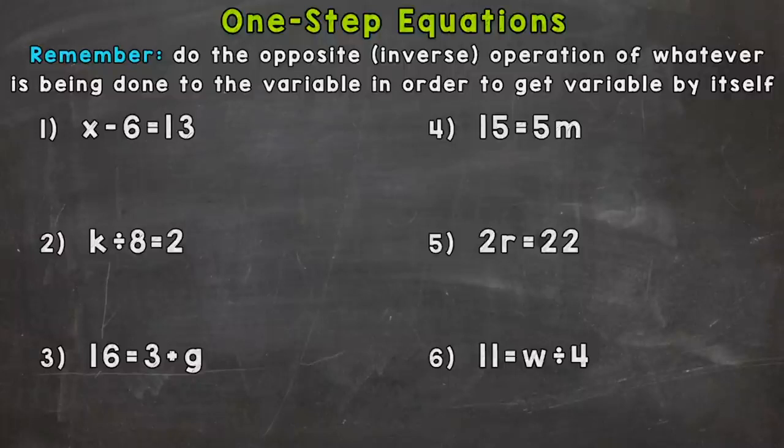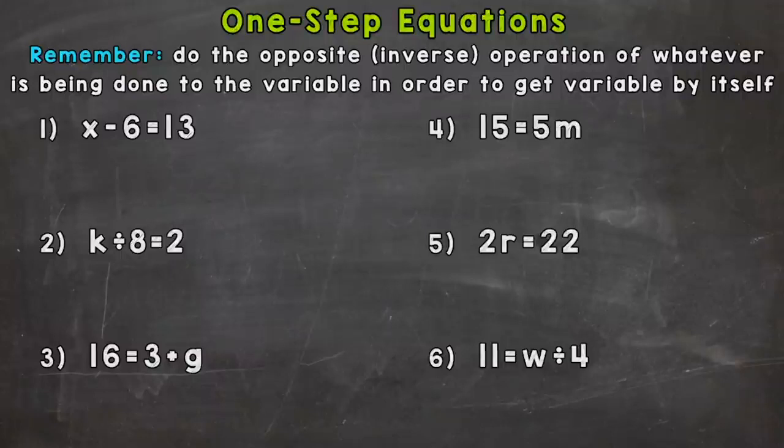Now, that may not make any sense at first, but as we go through these problems, you'll start to see what I mean by that. Again, main goal is getting the variable by itself. And just to reiterate, inverse means opposite. It means to do the opposite. So addition, the inverse would be subtraction. Multiplication, the inverse would be division. So let's jump right into number 1 here and see how we solve one-step equations.